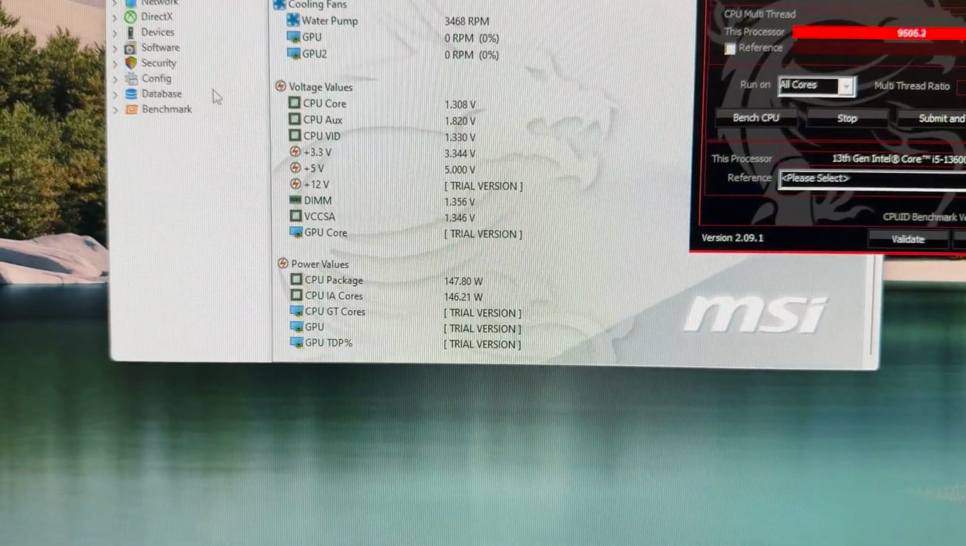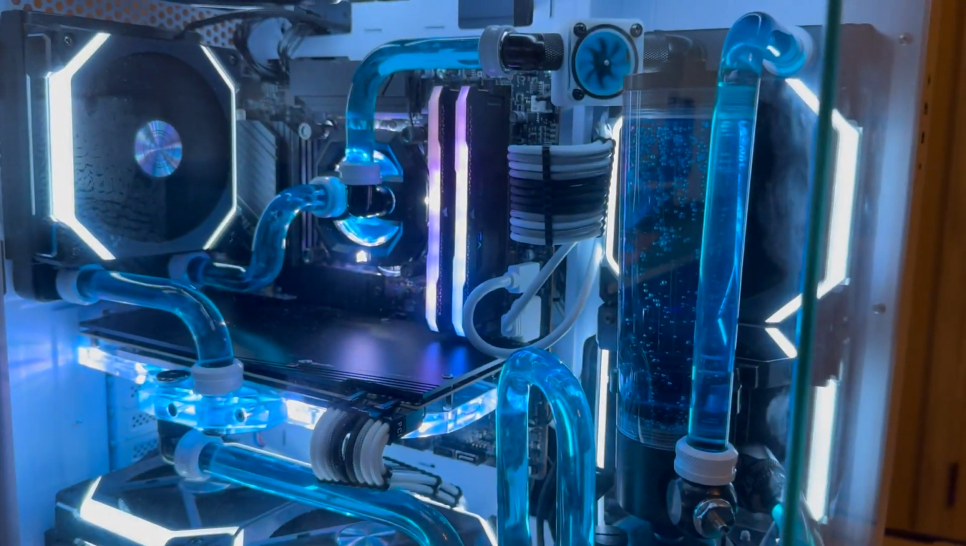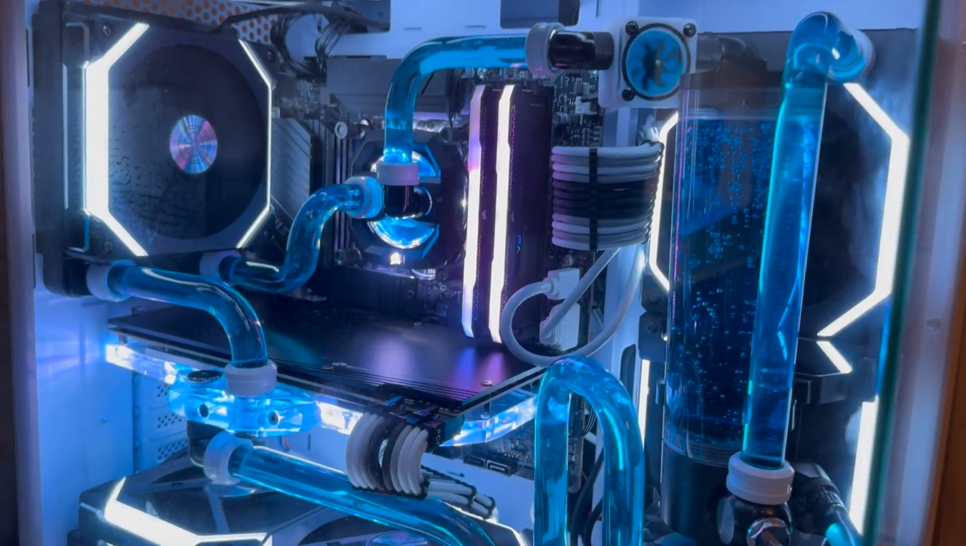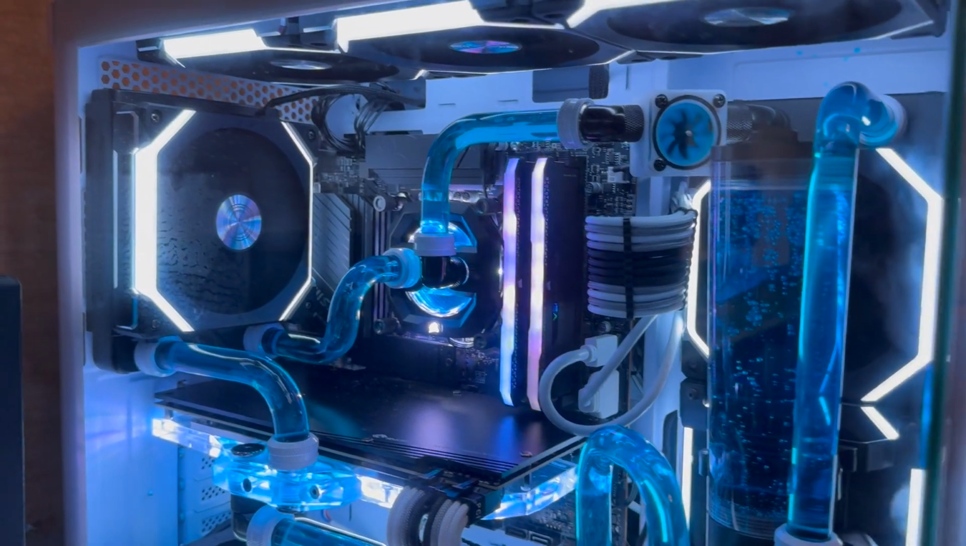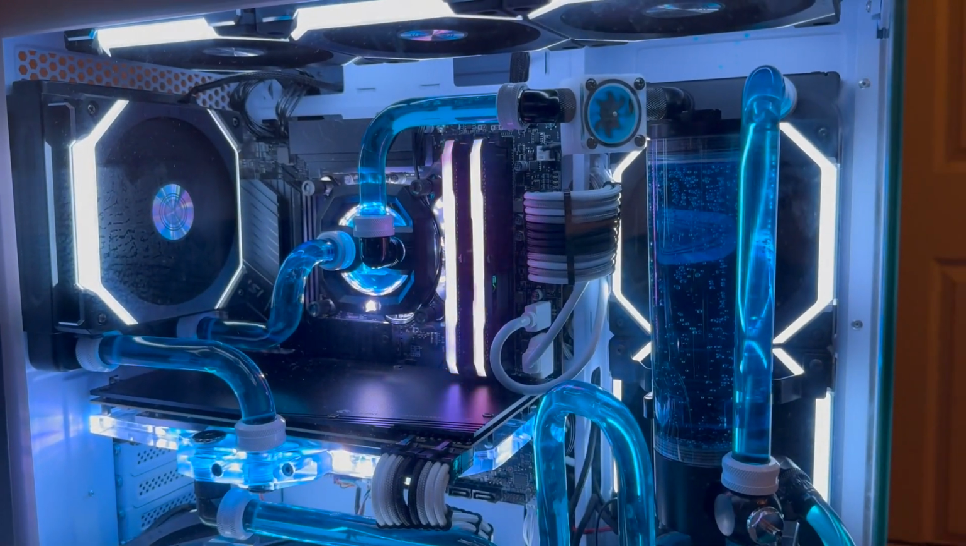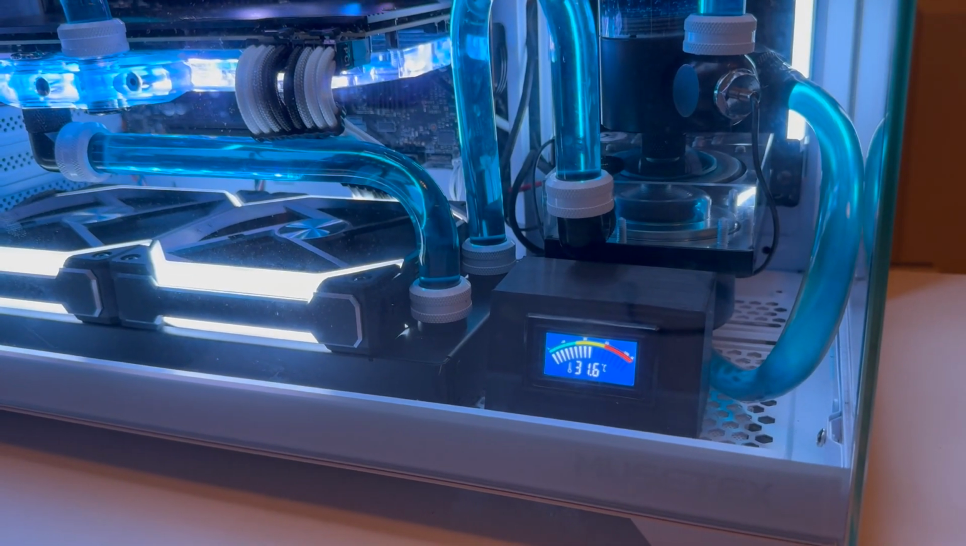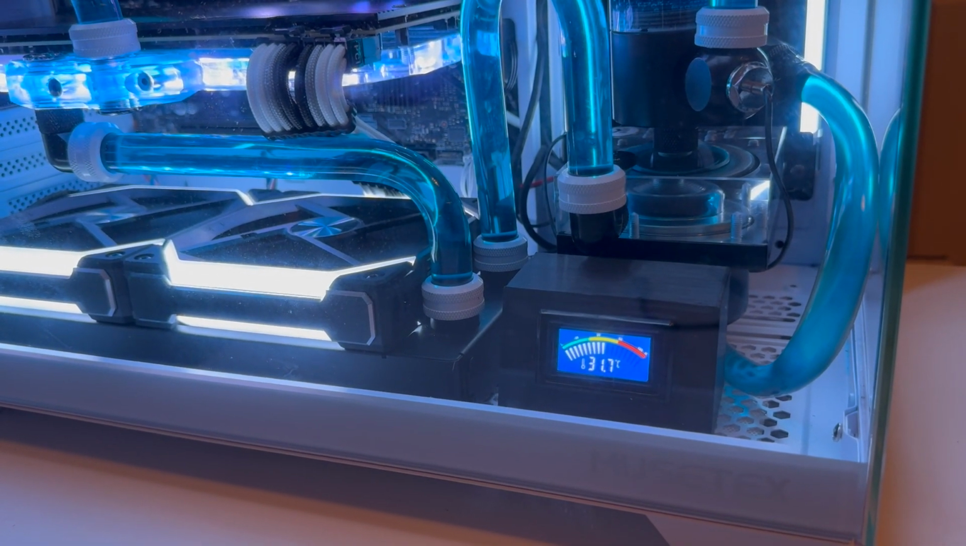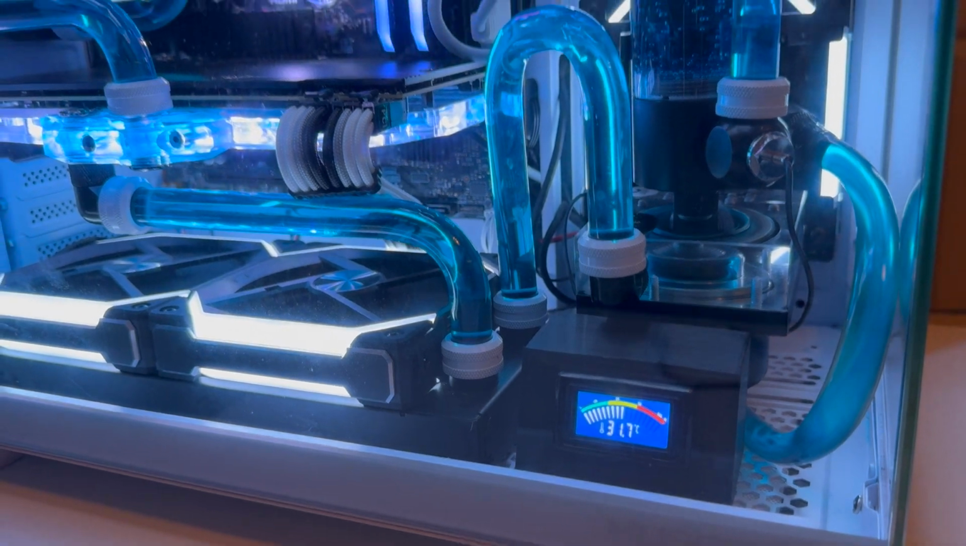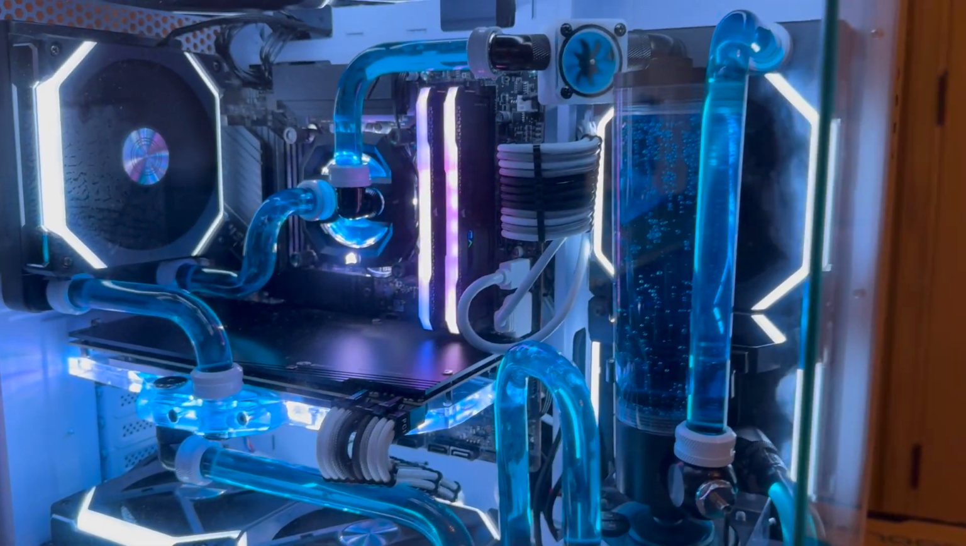Okay, going back to our test here, we can see we also have pretty good flow here. The flow meter is actually spinning. And then if we look at the water temp, we're sitting about 31, 32 C on our fluid temp. So that's pretty good considering our room is at 28 C anyways.